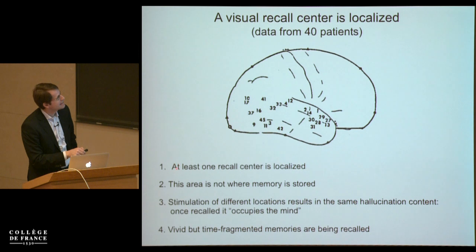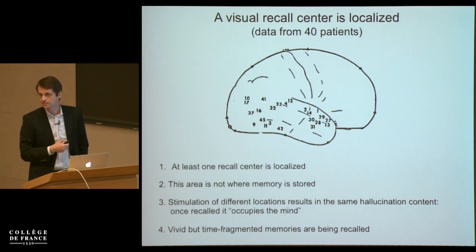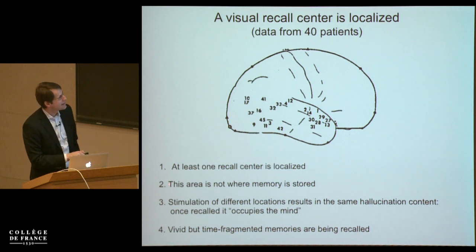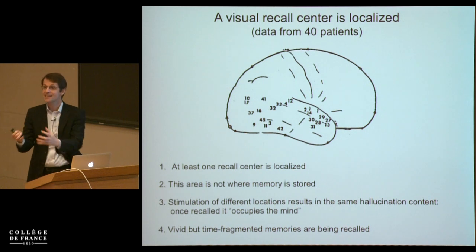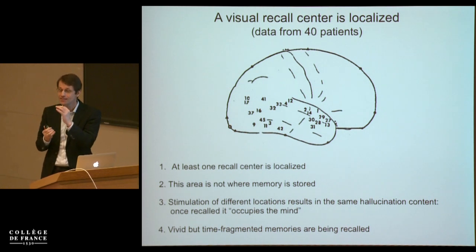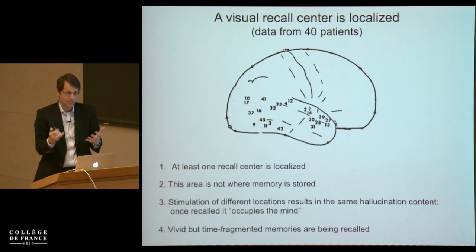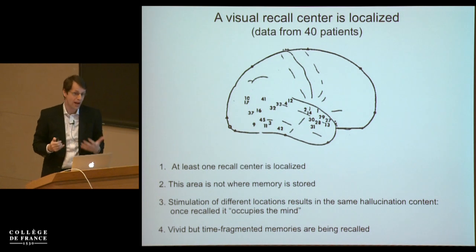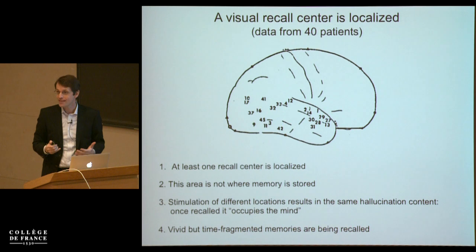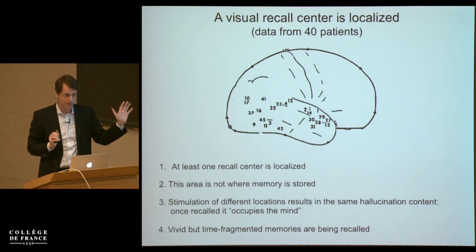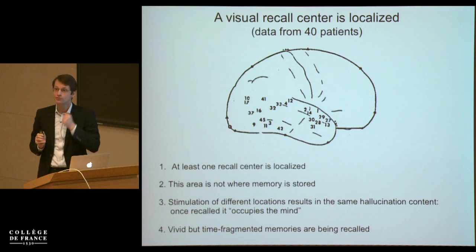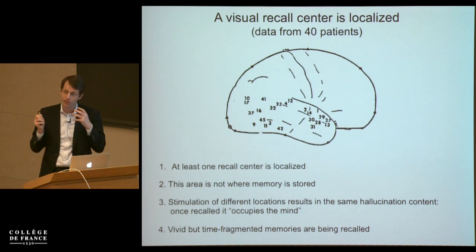The first is that at least one recall center is localized, the one they found. The second is that this is not where the memory is stored. How did they know that? Because they excised the area. When they found it, they excised it because it was their duty to take it away so there is no more epilepsy. And after the surgery, they asked about the robbers and the experience, and the patients perfectly remembered all details about the robber. So although it was important for recall, it's not important for storing the memory.